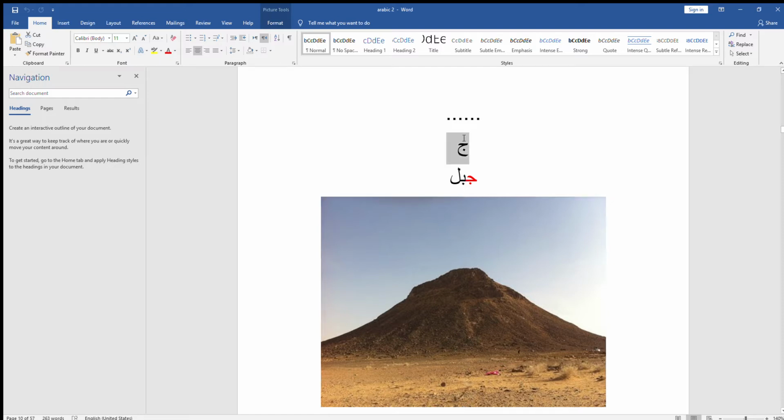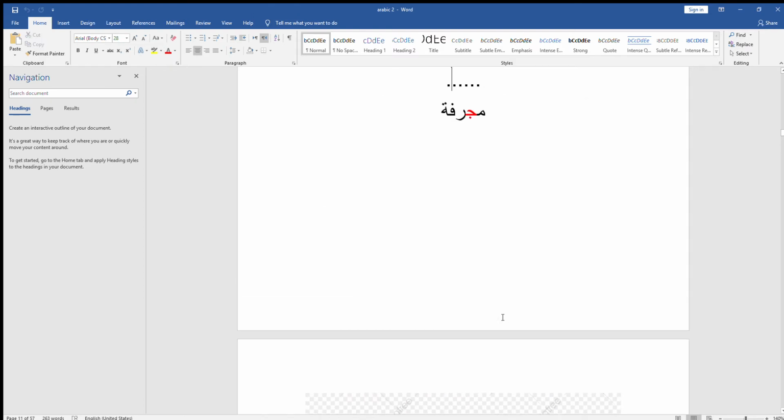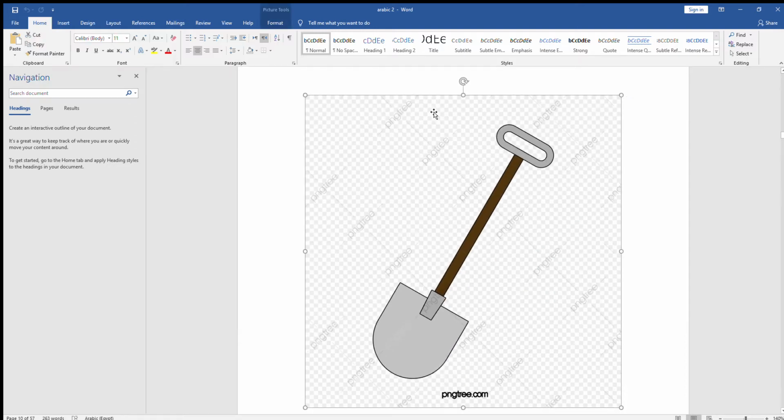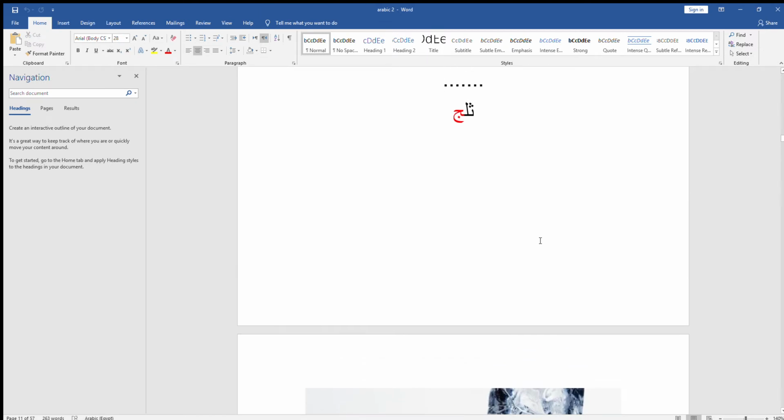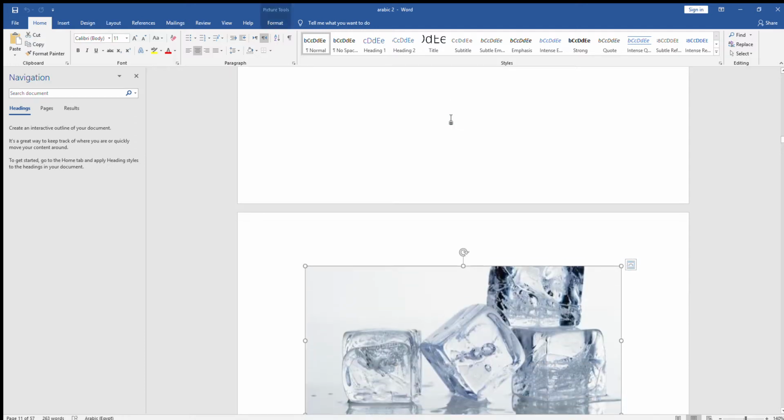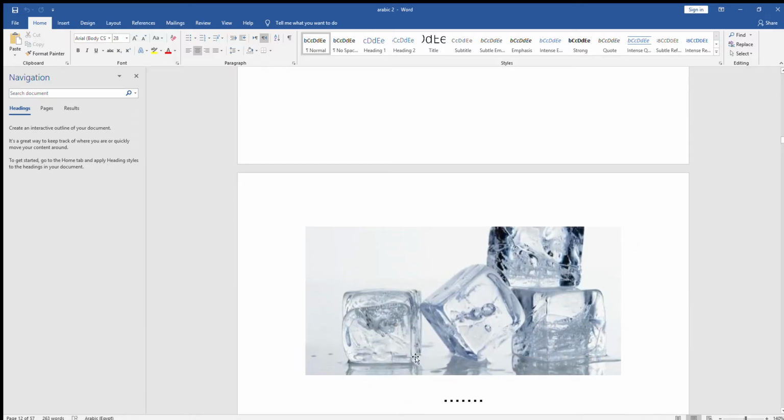جيم. Jim at the beginning of the word, like جبل. This is جبل. Between two letters, like مجرفة. At the end of the word, like ثلج. Squares of ثلج.